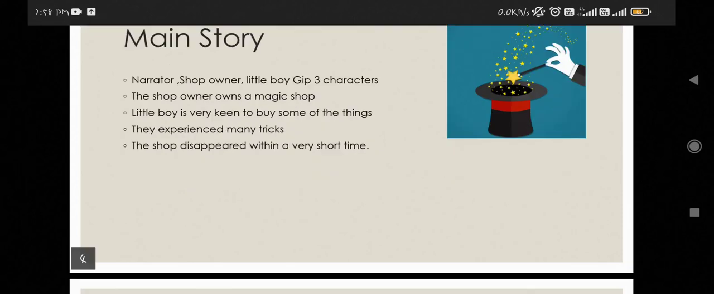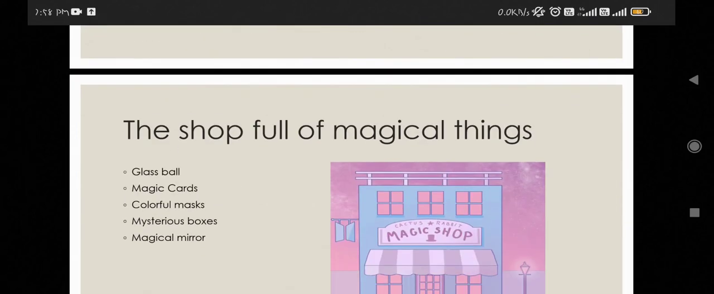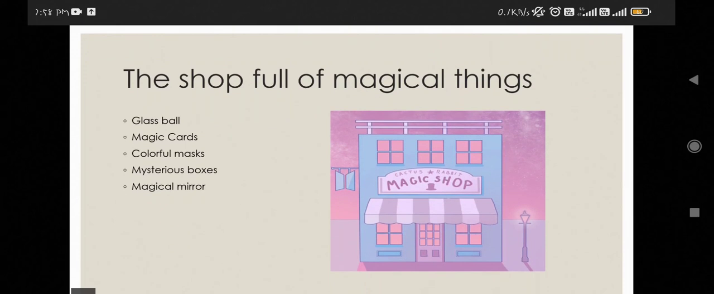And we have found that the shop was full of magical things, as I said before, and it had a glass ball, magic cards, colorful marks, mysterious boxes, and a magical mirror that made people look fat and thin and tall and short.